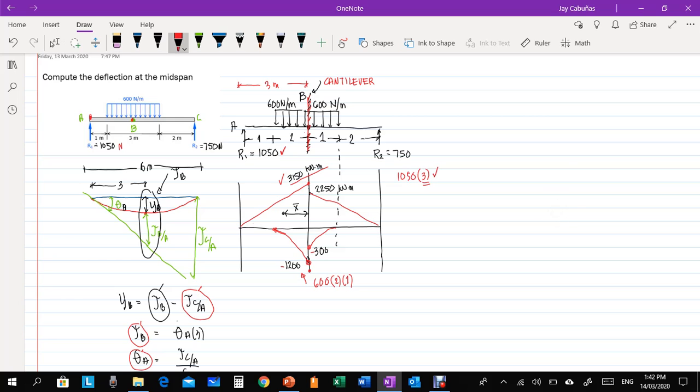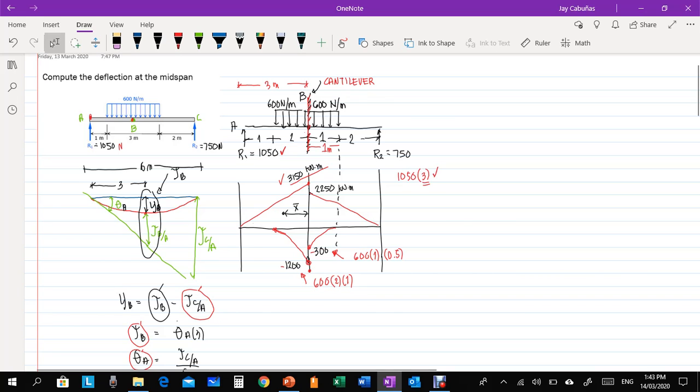So at the uniform load, which is this one, the 600 Newton per meter, from the other half of this uniform load. To compute that, since 1 meter is what remains, right, the 2 meter side was already taken, so 1 meter is left. So to compute this negative 300, it is just 600 times 1 times the moment arm of 0.5. We have negative 300. Okay? Then we have R27, pababa siya. Why is it pababa? Since the load is downward.